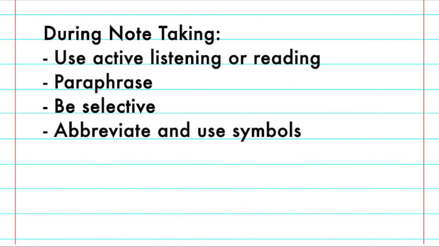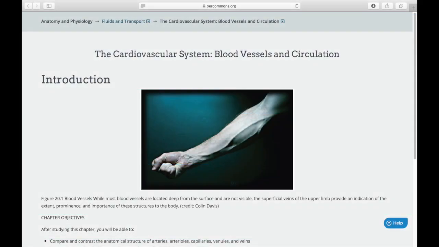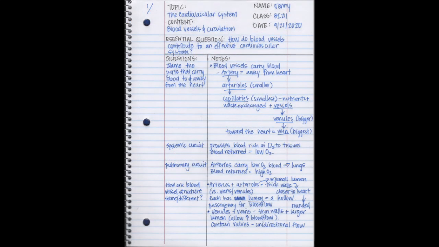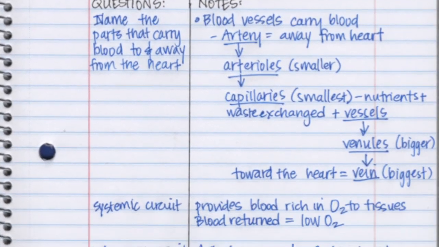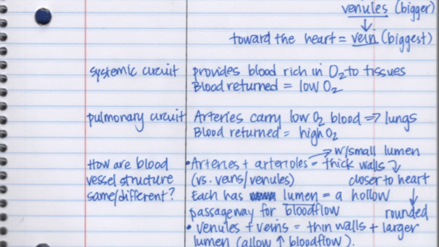Once you're taking notes, use active listening or reading to pay attention to cues for what's important. Paraphrase and be selective so that you're not writing down every single word. Finally, abbreviate and use symbols to save time. Use the lecture title or heading in your reading to create your essential question. As you take notes, look and listen for cues about what's important. But don't worry if you miss something. You'll return to your notes later.